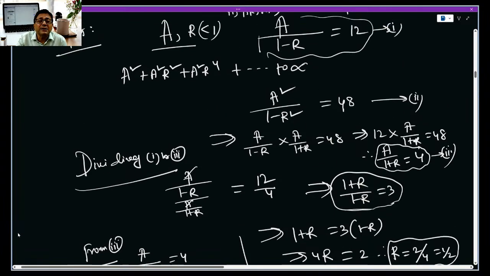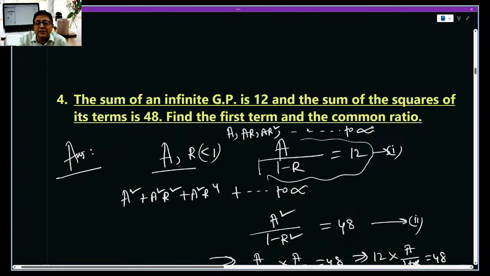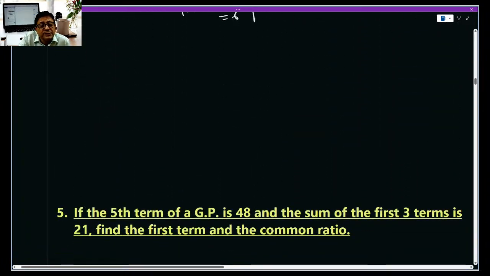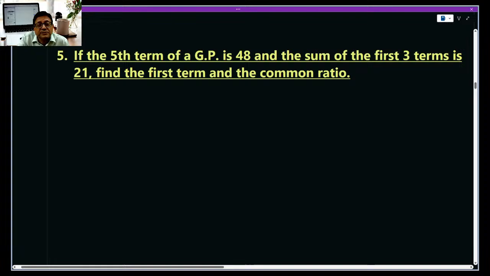If you get A and R, then the series is done. They ask you to find the first term and the common ratio. We got it. Go for next one. This is GP again, not infinite GP. And we are not solving any difficult sum here. You are just practicing with me. You are doing it with me here. So I hope that you are completing all sums before I complete here. That's why I'm not doing very fast, isn't it?